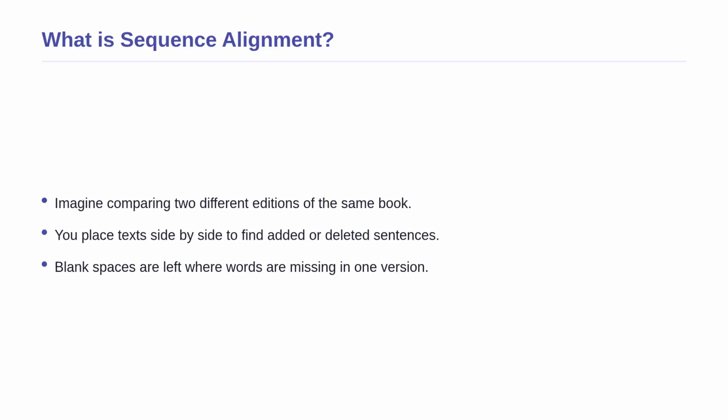To understand what sequence alignment is, imagine you have two different editions of the same book. You want to find out exactly what sentences were added, deleted, or changed between them. You would place the texts side by side and match up the identical words, leaving blank spaces where a word is missing in one version. In computational biology, sequence alignment is exactly like this. But instead of words in a book, we are comparing the individual letters that make up the code of life.